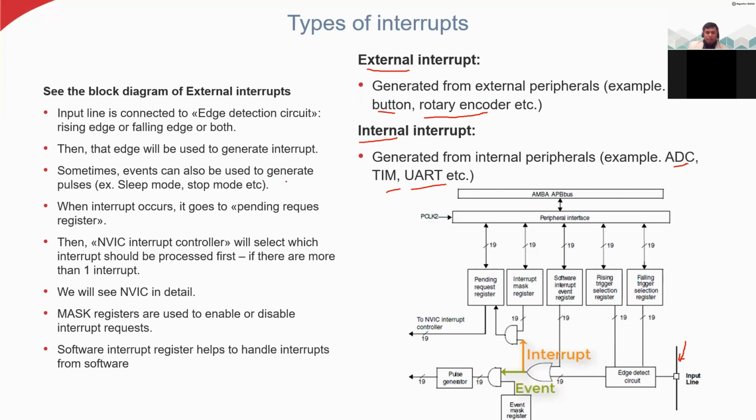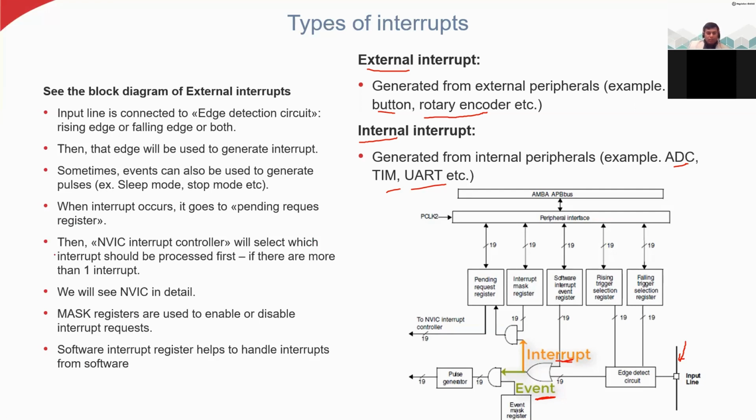Sometimes events can also be used to generate pulses. Remember, interrupt and event are two different things. For example, if you are not using your laptop for a long time, the screen goes off automatically, right? It's changing the mode, it goes to sleep mode. This is called an event. And when you come back to your table again, maybe you move the mouse or the cursor, then the screen comes back. When you move the cursor, immediately the CPU gets an interrupt and then it wakes up and becomes active again.